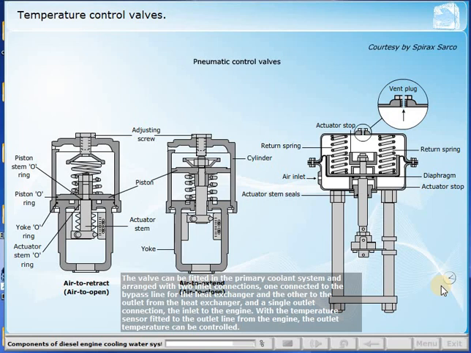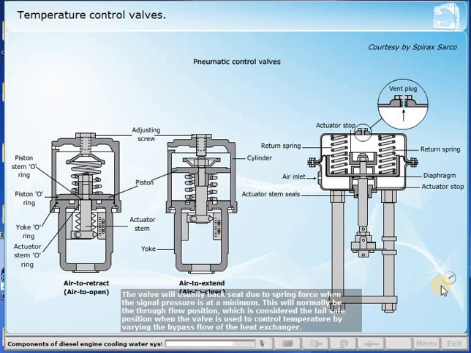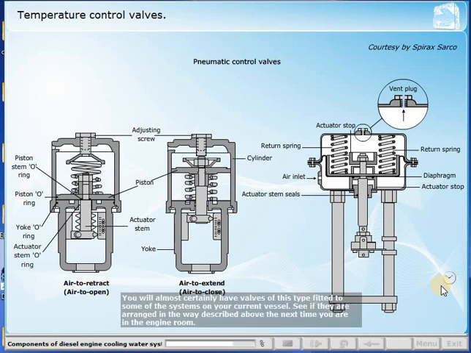With the temperature sensor fitted to the outlet line from the engine, the outlet temperature can be controlled. The valve will usually backseat due to spring force when the signal pressure is at a minimum. This will normally be the through flow position, which is considered the fail-safe position when the valve is used to control temperature by varying the bypass flow of the heat exchanger. You will almost certainly have valves of this type fitted to some of the systems on your current vessel. See if they are arranged in the way described above the next time you are in the engine room.